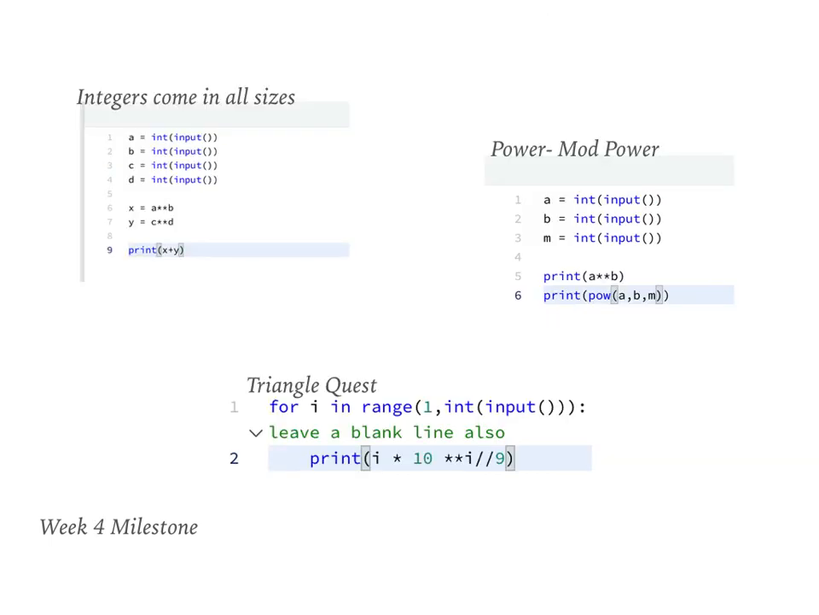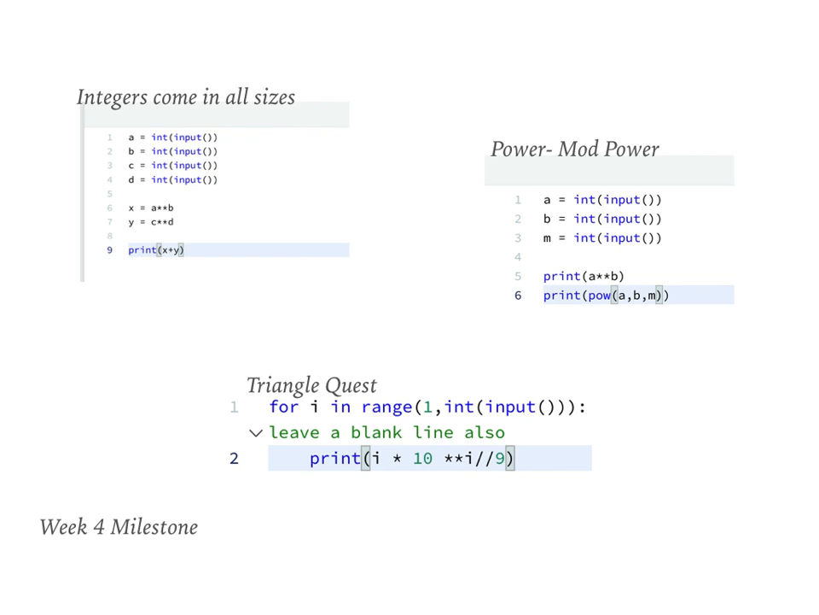And then moving on to week 4, I did integers come in all sizes. So this I learned how to do the exponents. So I took a to the b power and c to the d power, and then I added those 2 variables.